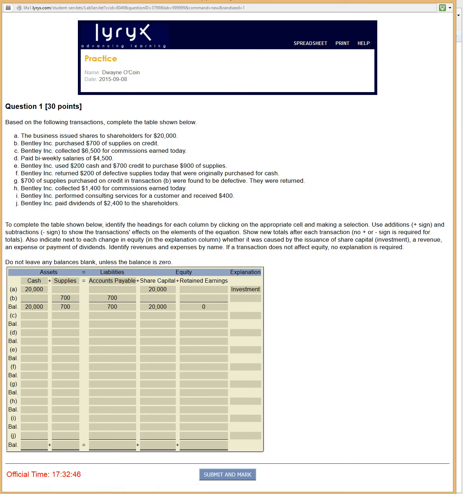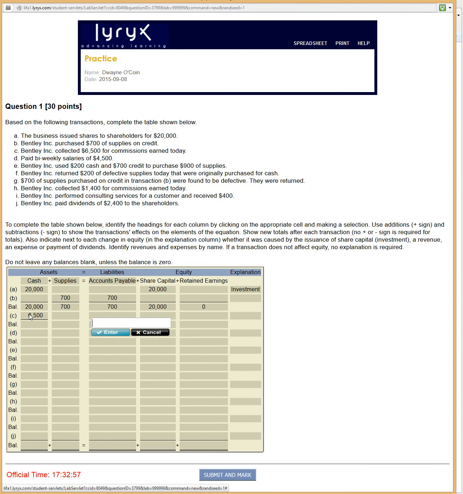Okay. Now, then it says Bentley collected $6,500 for commissions earned today, so that means our cash is going to go up by $6,500. And no effect on supplies or accounts payable. It does affect retained earnings though by $6,500.